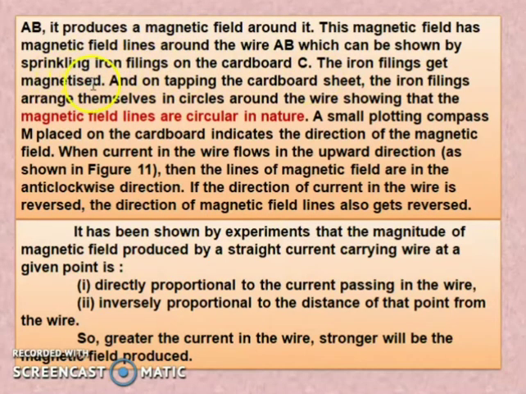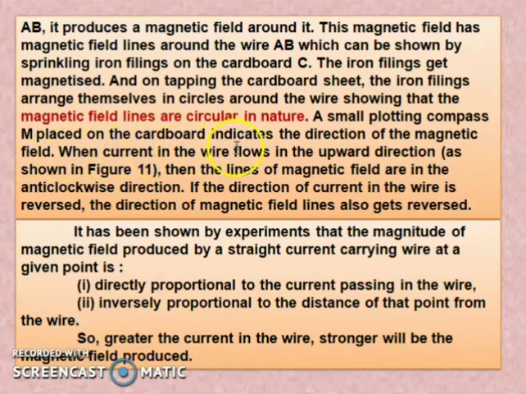The iron filings get magnetized. On tapping the cardboard sheet, the iron filings arrange themselves in circles around the wire, showing that the magnetic field lines are circular in nature. A small plotting compass M placed on the cardboard indicates the direction of the magnetic field.